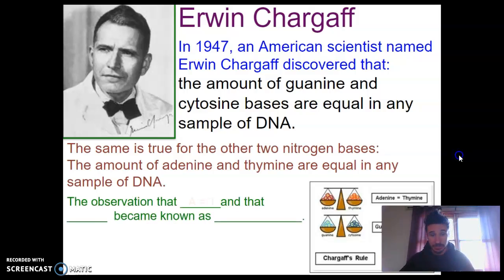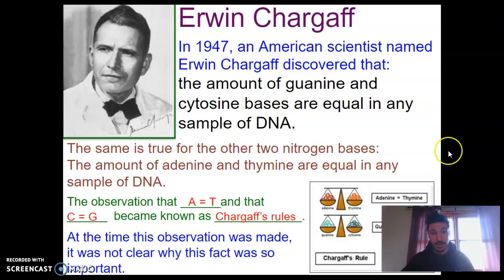Now, the observation that A equals T and C equals G became known as Chargaff's rule, and at the time the observation was made, it was not clear why this fact was so important, right? Because we didn't really have much of a structural idea for DNA yet, at least not one that was accurate. So this was like the first piece of the puzzle, but it was a piece that we'd need later down the road. So we didn't see it for what it was just yet.